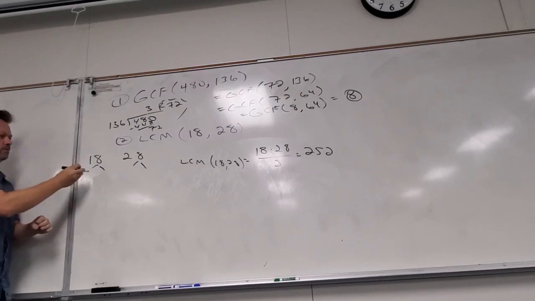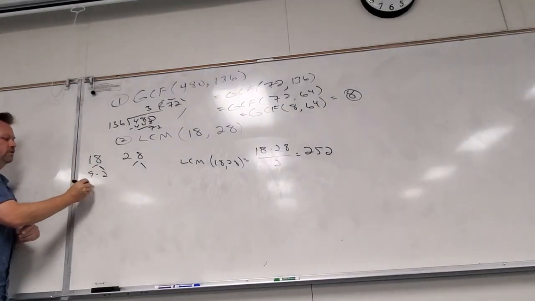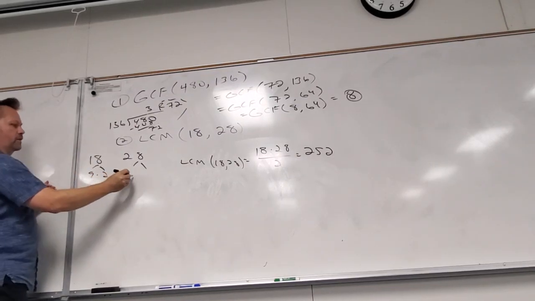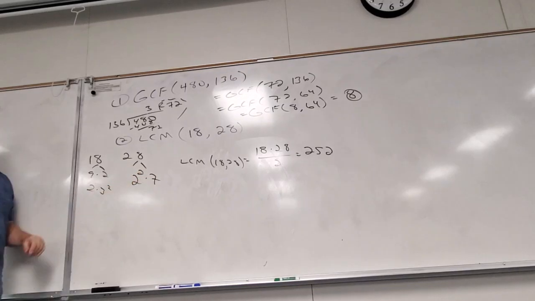If I break 18 down, I'll get 9 times 2, so I get 2 times 3 squared. Is that cool? Break 28 down, I get 4 times 7, so 2 squared times 7.